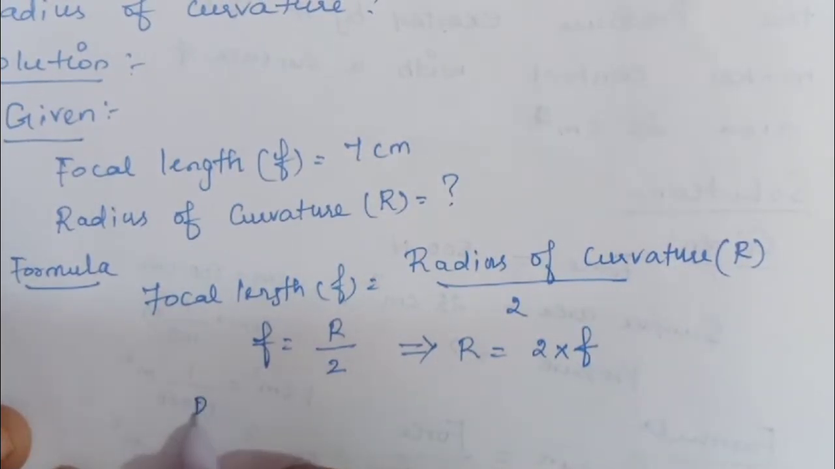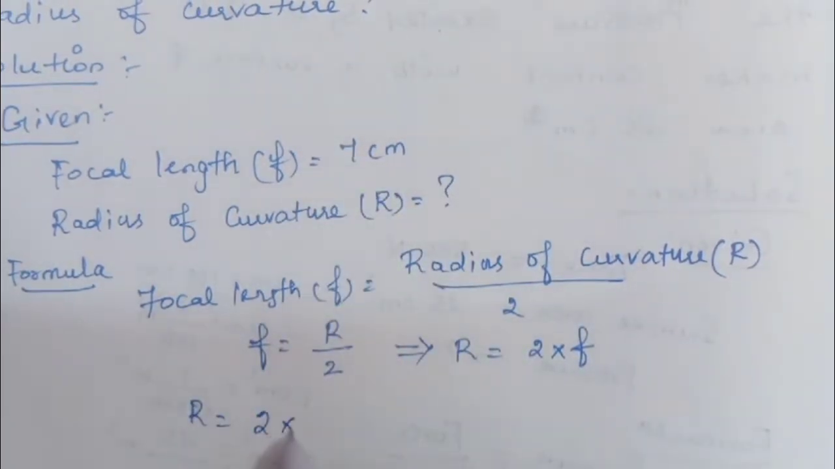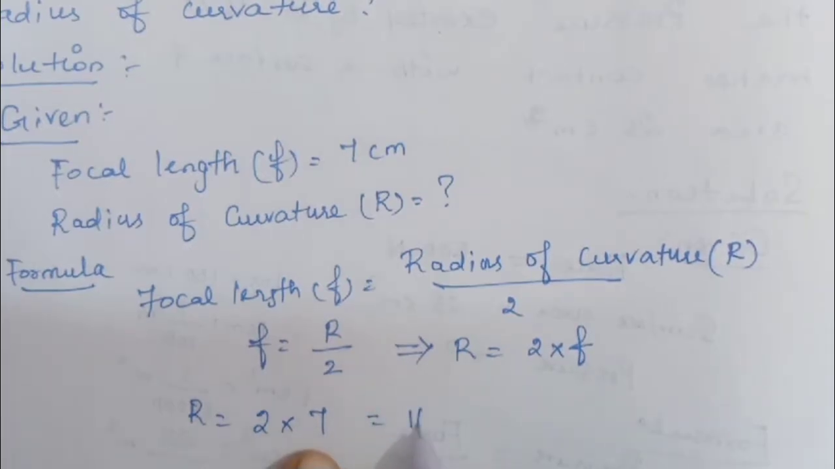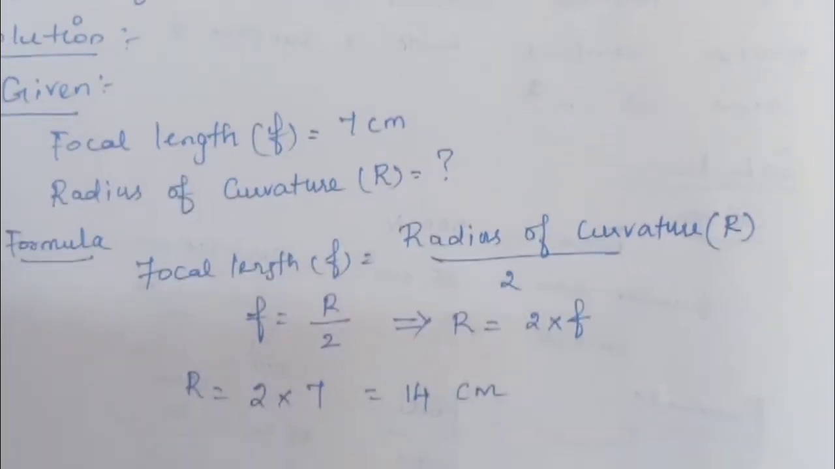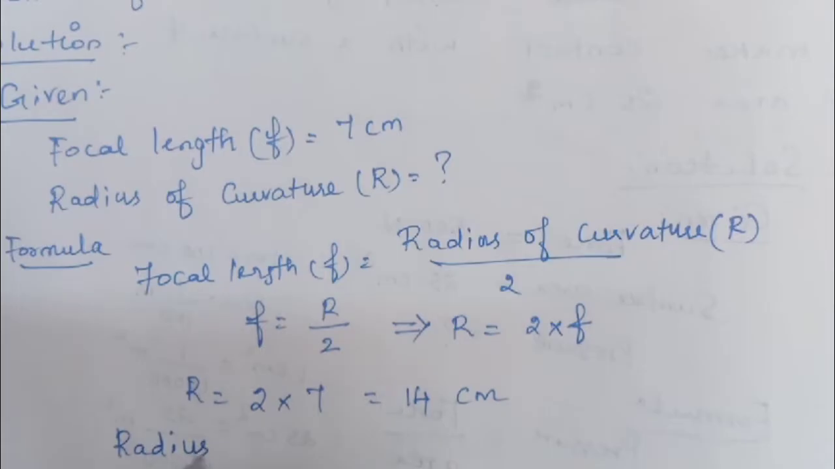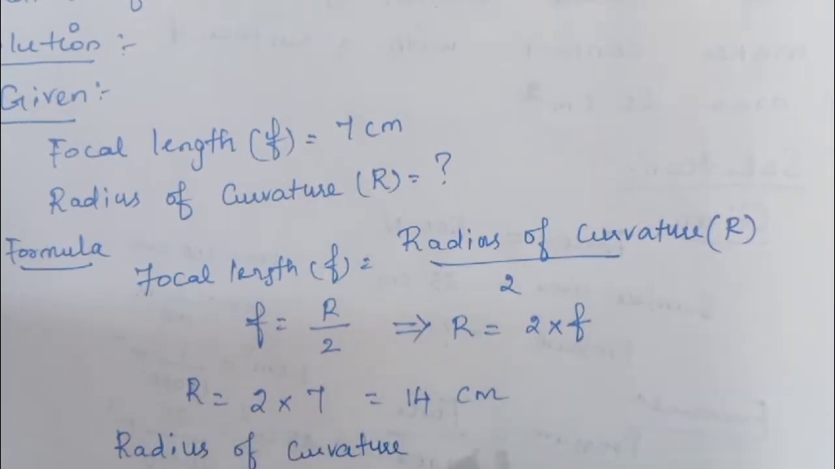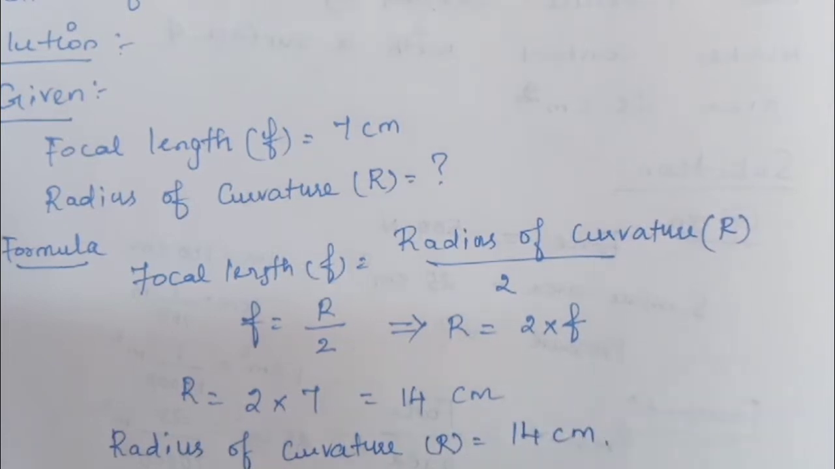Then directly we can substitute. The value given in the question is 7. So 2 times 7. What will be the answer? 2 times 7 is 14. The unit is centimeter. That's all. So the answer is radius of curvature R is equal to 14 centimeter.